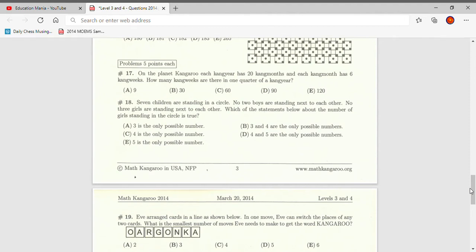For this video, I will be going over the 5-point problems for the 2014 Math Kangaroo test for levels 3 and 4 in the USA. This will finish up the test, so let's get started with number 17.